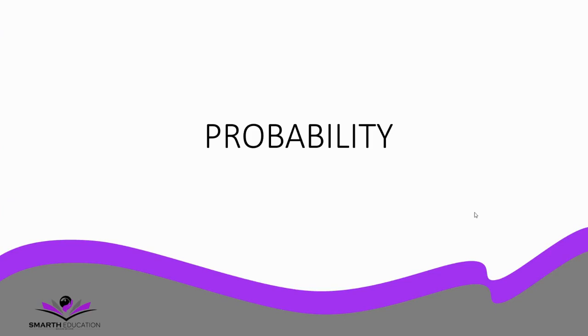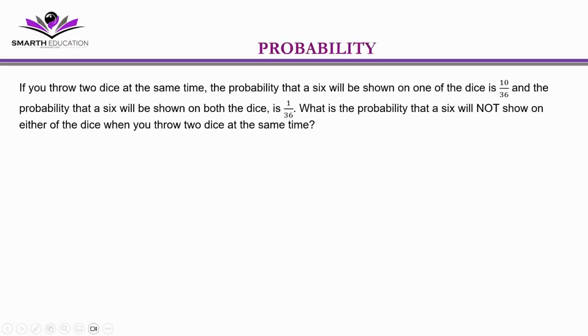Welcome back. Let's do question 1.3. If you throw two dice at the same time, the probability that a 6 will be shown on one of the dice is 10 out of 36. And then the probability that a 6 will be shown on both sides of the dice is 1 out of 36. What is the probability that a 6 will not show on either of the dice when you throw two dice at the same time?